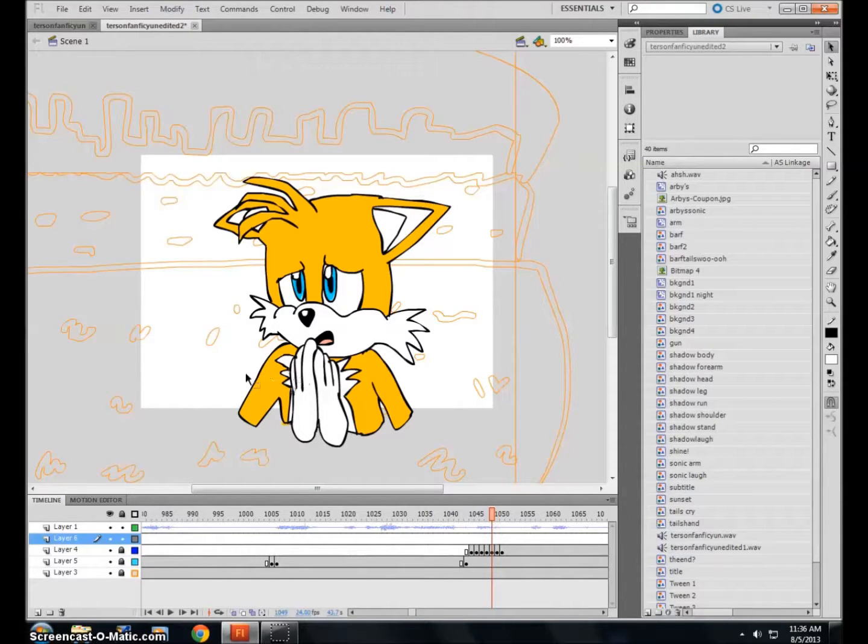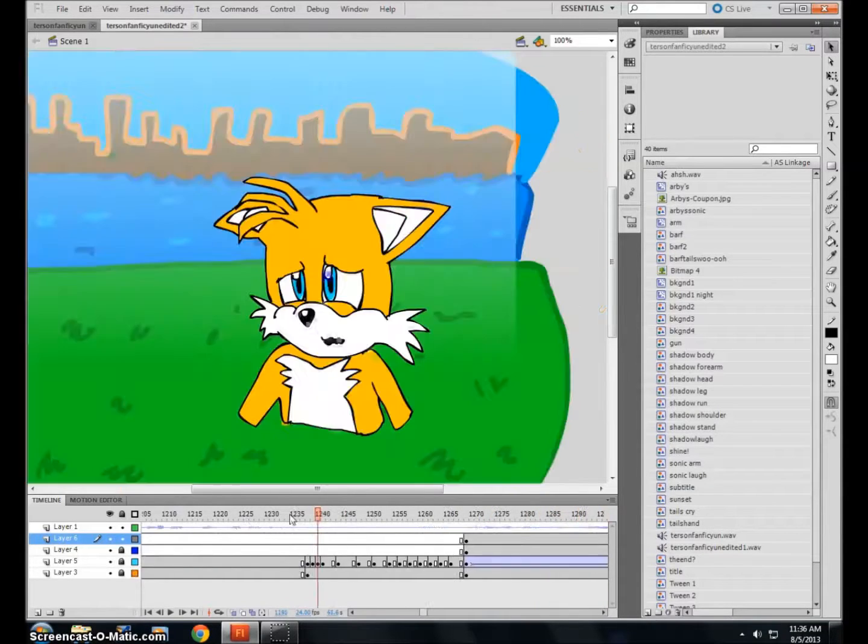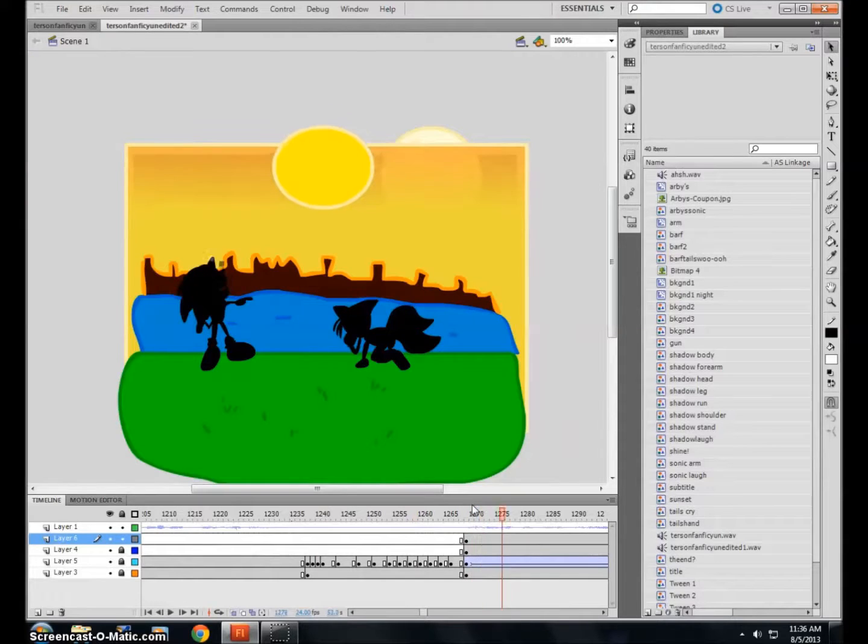So actually, little known fact, Tails is actually Rayman. He has no arms and legs, his hands and feet just float around. You just misread it all these years. Yeah, that's why.